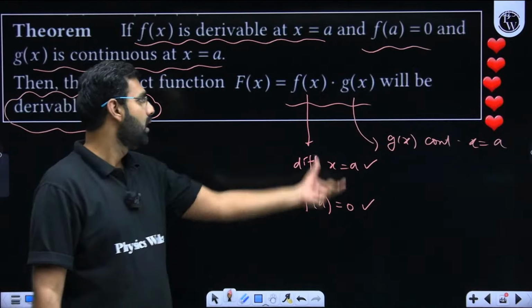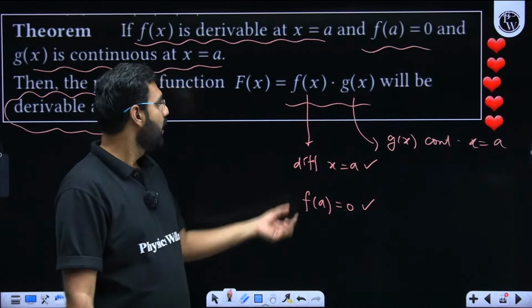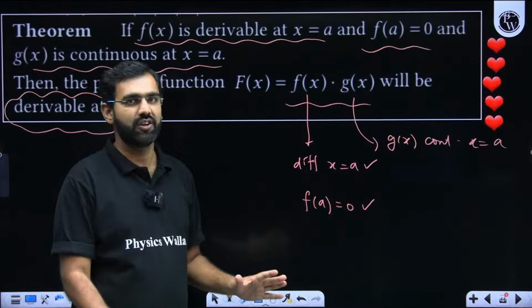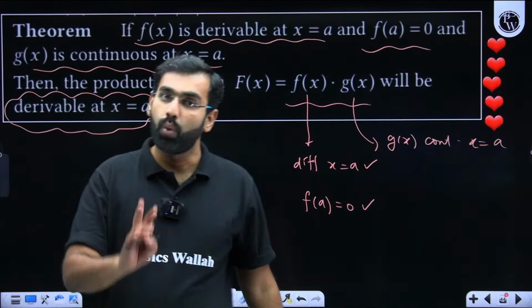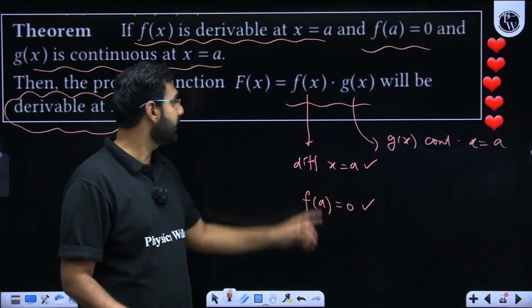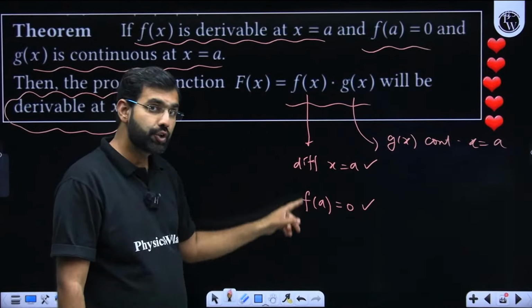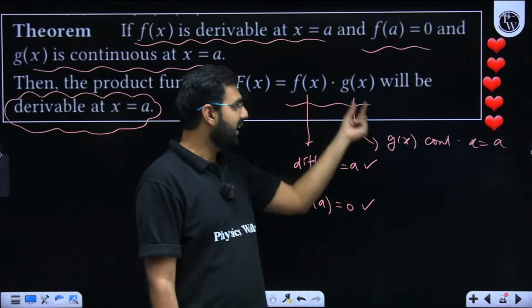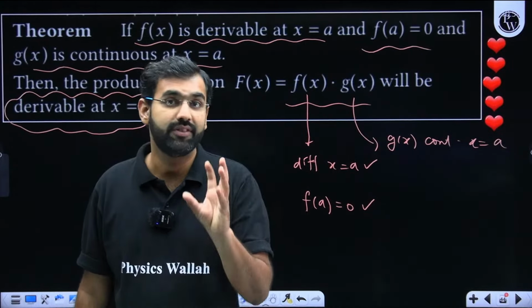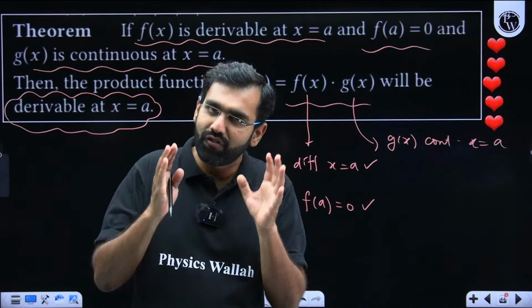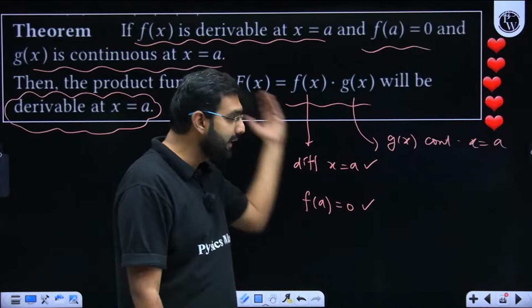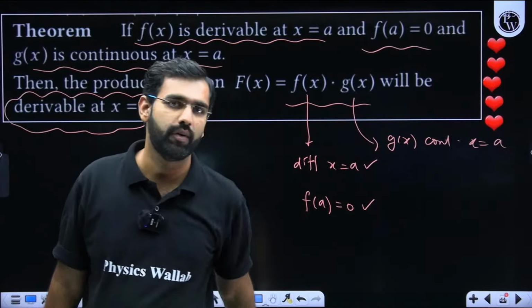Which two things? Product of two functions, where one function is absolutely differentiable, and whether the second function is differentiable or not, I don't care. What I know is that the differentiable one should be 0 at that point, and the second one should be continuous at that point. If those conditions are matched, then without even checking for differentiability, I can directly conclude that f of x into g of x will be differentiable.